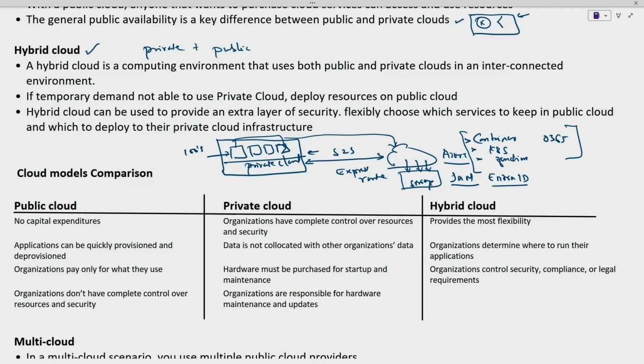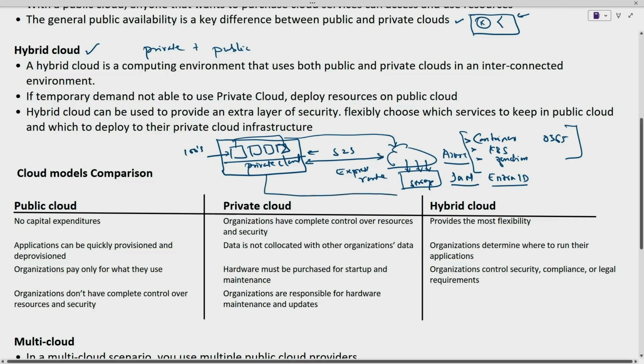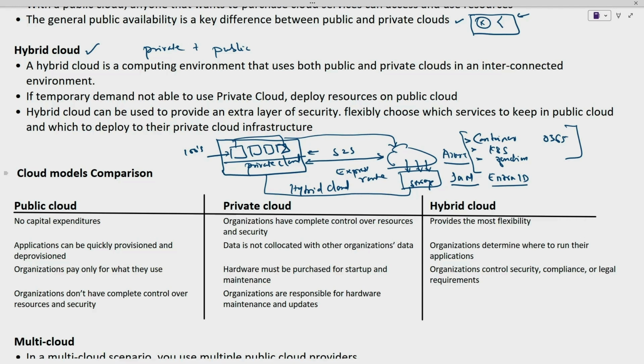So basically, for the services which are very difficult to deploy and manage inside the private cloud, I'll be using the public cloud in this environment. And the combination of using both the services inside the private cloud and public cloud, it will be a hybrid cloud environment. Let us do the comparison of cloud models.